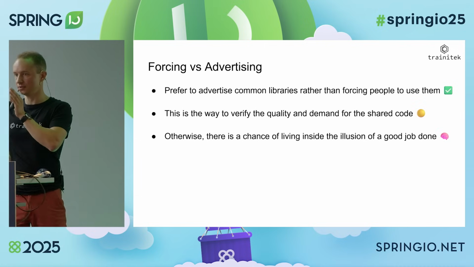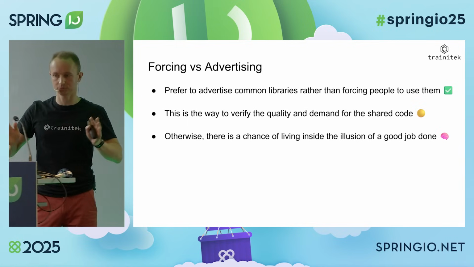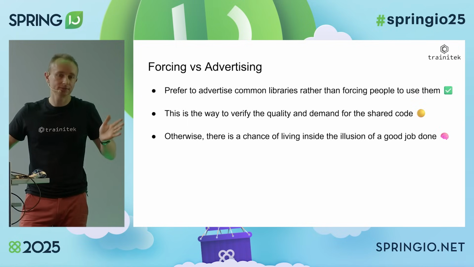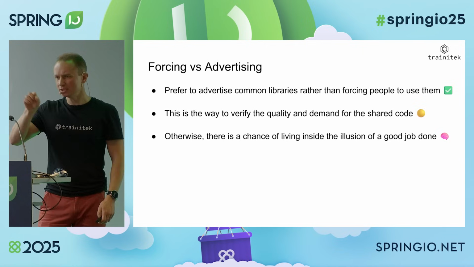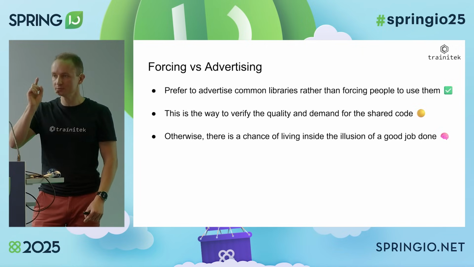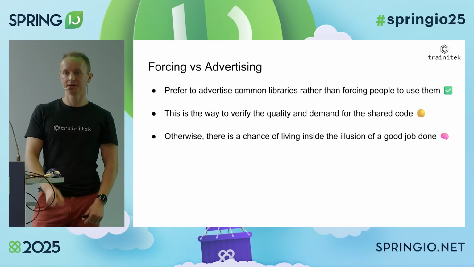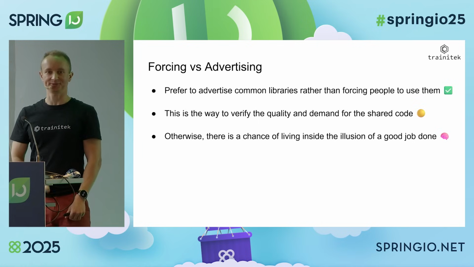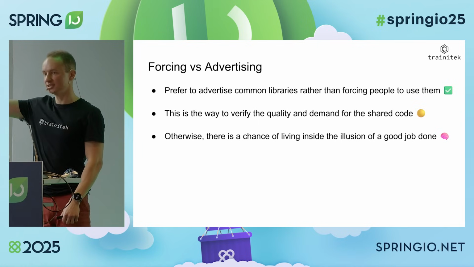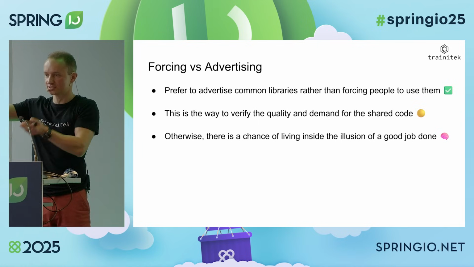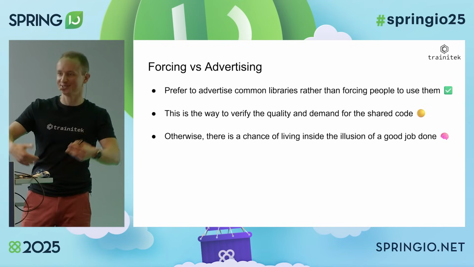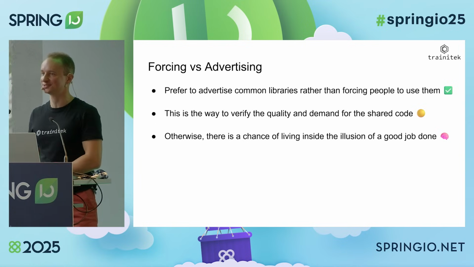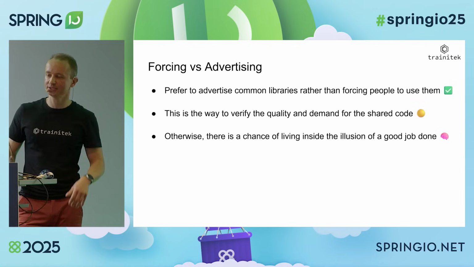Right. So you will force the people, you will live in the illusion of a good job done. However, people will formally use it, maybe even depend on it, but they will for sure find a workaround. They will be listed in the Maven dependency, but they will override it, exclude all the beans, and use their own implementation. Okay, so I'm for advertising.